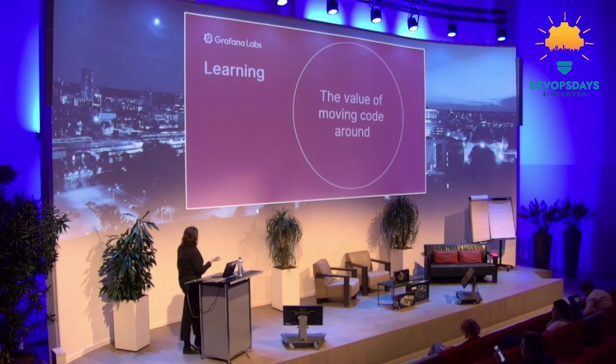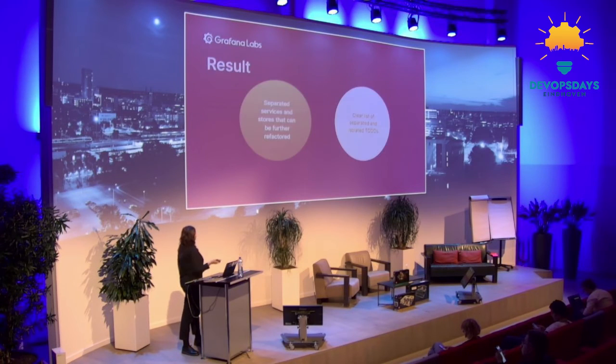But my personal learning throughout this process, where I was copying over code and moving it around and felt like I'm not making any impact, is that I actually noticed that there's an impact in copying over and moving around code. And that's our result. Right now, we have separated services that can be further refactored. And on the monolith, that's something amazing because it just makes it so much easier to work with other teams on the same code base.